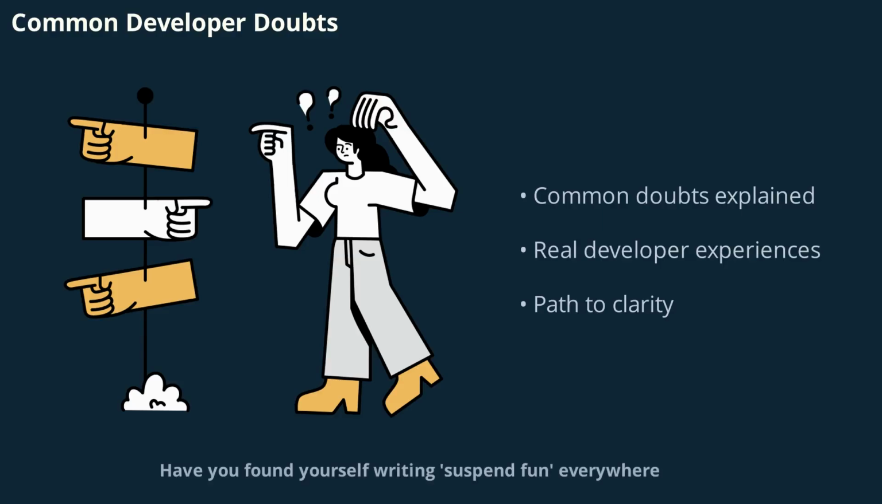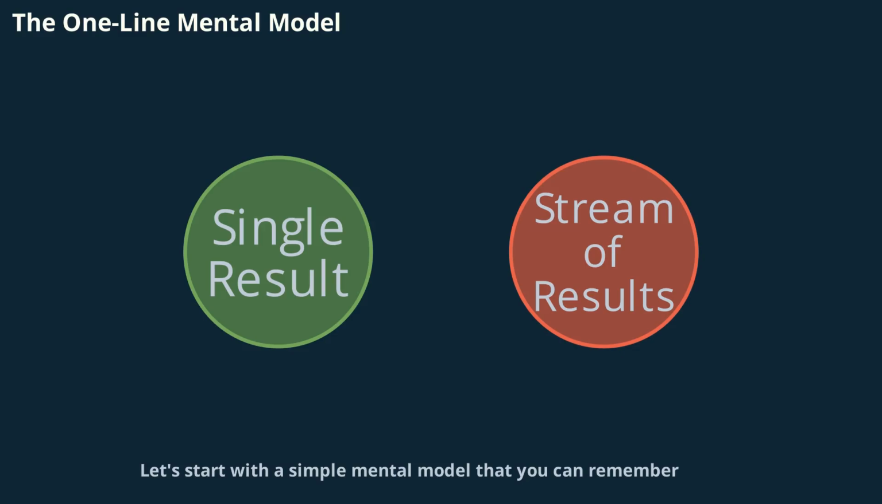If you found yourself writing suspend fun everywhere or using Flow without being entirely sure why, you're not alone. Many developers feel uncertain about when to use coroutines and when to use Flow. This uncertainty can lead to inefficient code or missed opportunities for cleaner, more maintainable solutions. In this video, we'll address these common doubts and provide a mental model that will help you make the right choice every time. Start with a simple mental model that you can remember.